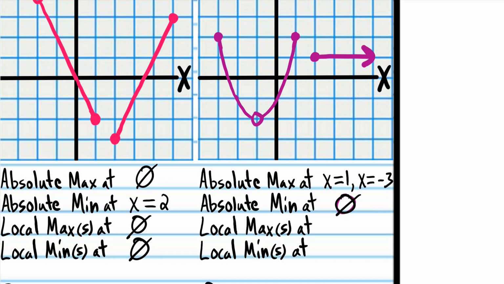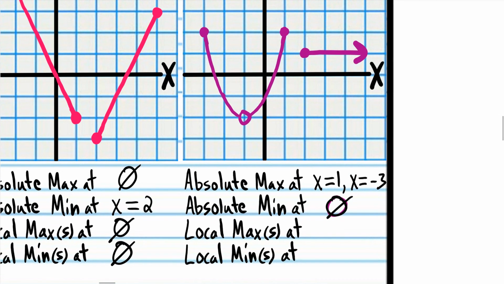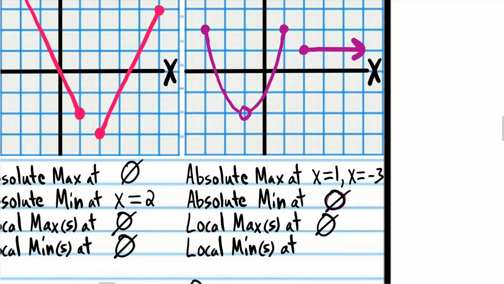Is there a local maximum value? The answer is no. Now you might say, well, what about these points? These points are local maximum values, but if you choose some point on that line, all the points around it have y values that are the same, so it's not really a local maximum value.